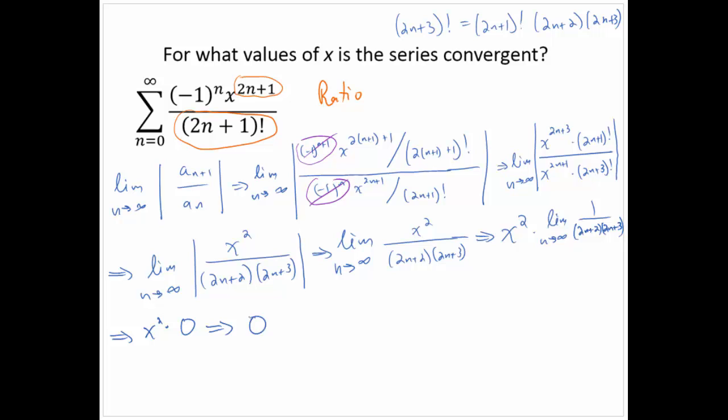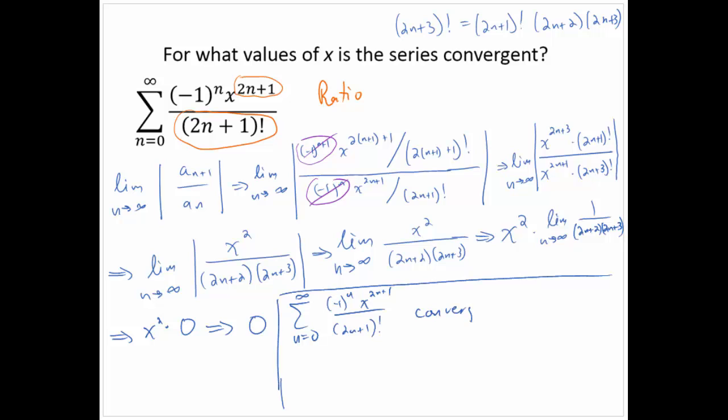So since taking that limit gives me a 0, what that tells me is the sum from n equals 0 to infinity of negative 1 to the n, x to the 2n plus 1 over 2n plus 1 factorial converges for all x.